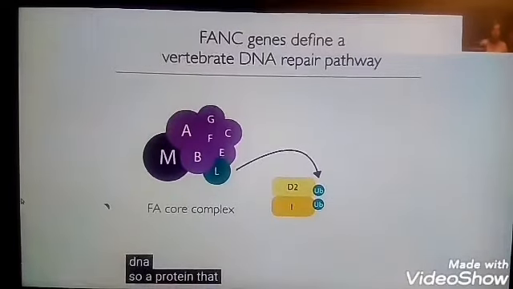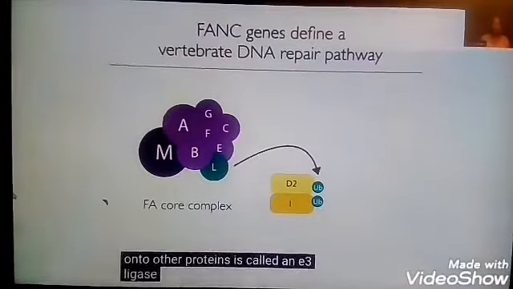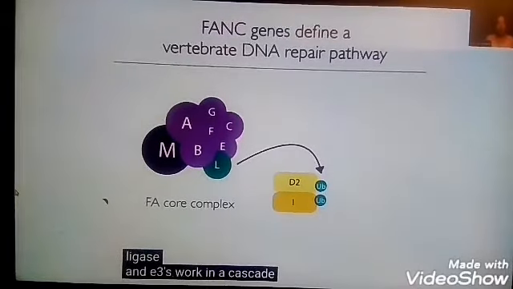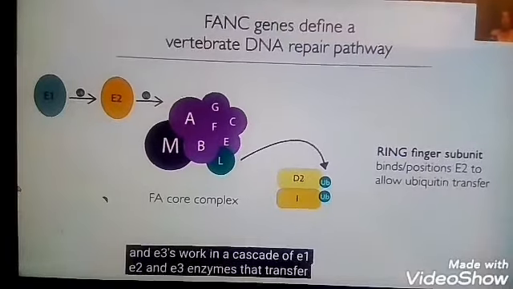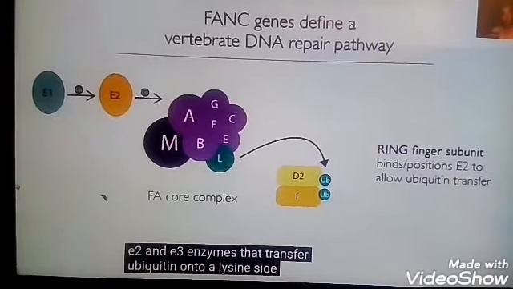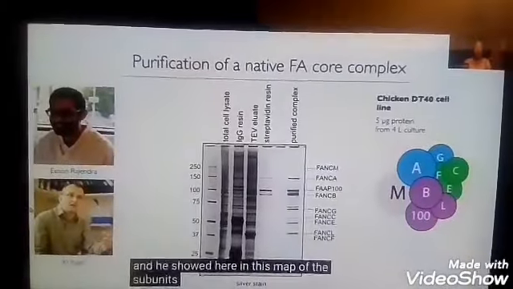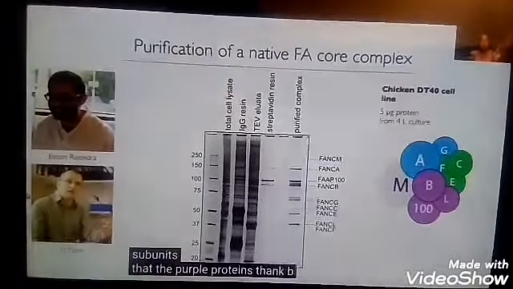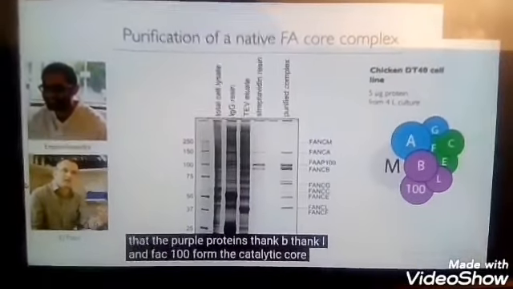So a protein that conjugates ubiquitin onto other proteins is called an E3 ligase. And E3s work in a cascade of E1, E2, and E3 enzymes that transfer ubiquitin onto a lysine side chain of a substrate protein. The question is, what are the roles that the purple proteins, FANCB, FANCL, and FAP100, which form the catalytic core of the complex, play?